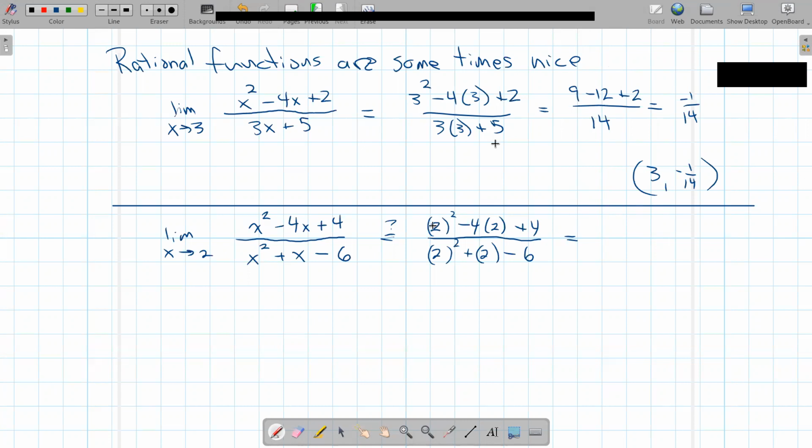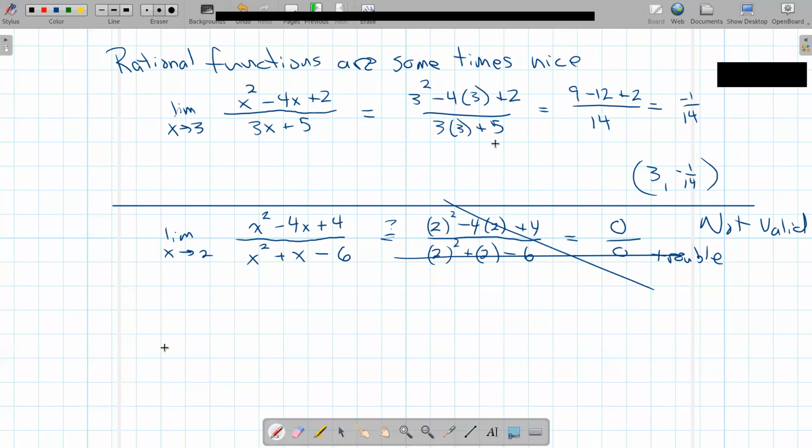We get 4 minus 8 plus 4 is 0. And we get 4 plus 2 minus 6 is 0. I get 0 over 0, and that 0 in the denominator is trouble. So I can't use the limit laws directly on this right here. No, not valid. So anytime we have an indeterminate form, then we've got to do the problem a different way.